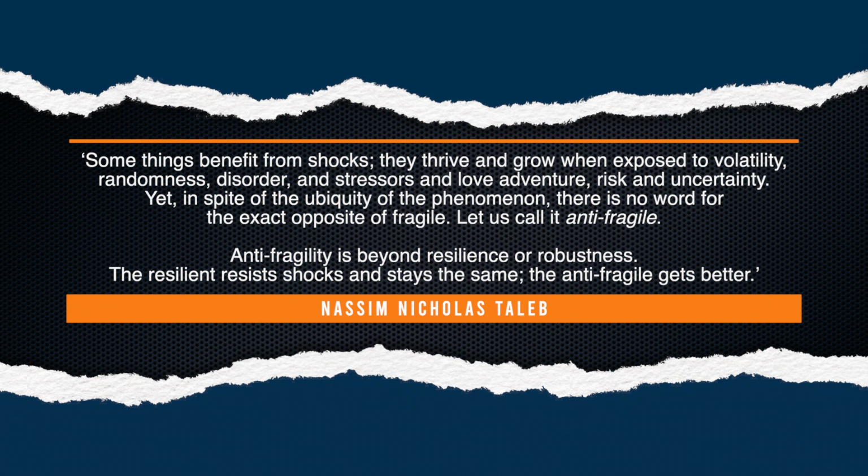Anti-fragility is beyond resilience or robustness. The resilient resists shocks and stays the same. The anti-fragile gets better. Taleb argues that we must strive to make our systems anti-fragile, rather than simply less vulnerable to chaos and shock and uncertainty. He offers a number of examples of how to do this, starting with one that's important to him as an economist: the need to avoid debt.